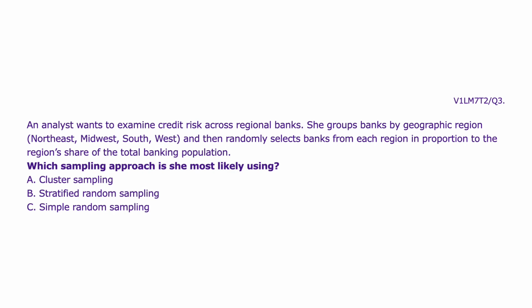An analyst wants to examine credit risk across regional banks. She groups banks by geographic region, Northeast, Midwest, South, West, and then randomly selects banks from each region in proportion to the region's share of the total banking population. Which sampling approach is she most likely using? A. Cluster sampling. B. Stratified random sampling. C. Simple random sampling.